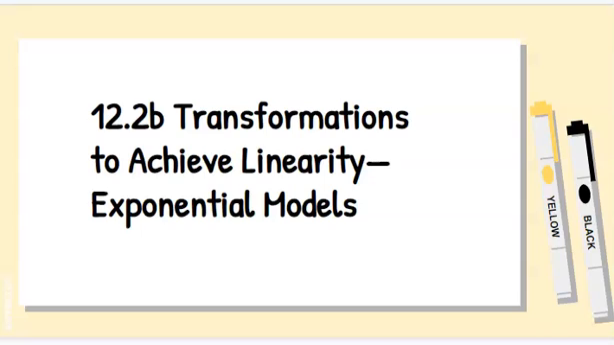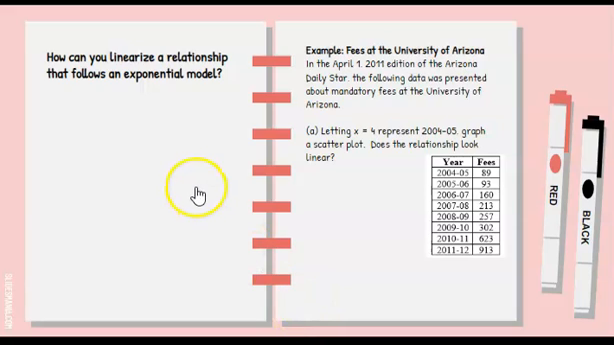All right, in 12.2b, we're going to do one more type of transformation to achieve linearity. It's called the exponential model. So how do you linearize a relationship that follows exponential? Well, the exponential model looks like this. You're taking the logarithm of just the response variable, not the explanatory variable. So again, you can use the common logarithm at the base of 10 or the natural logarithm at the base of e. Either way, this is called the exponential model.